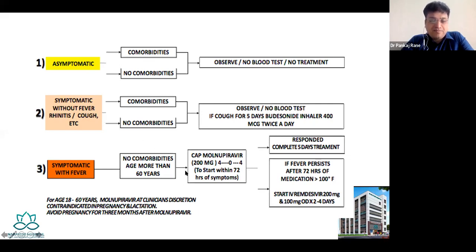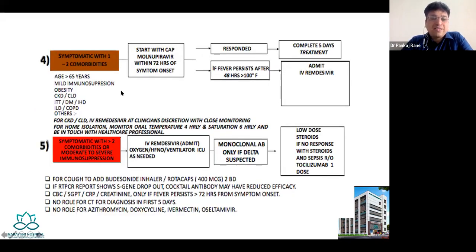Symptomatic with high grade fever. In that case, if the patient has high grade fever, we can use molnupiravir. Molnupiravir is a very controversial molecule. Swapnil will discuss it. This molnupiravir needs to be started within 72 hours of onset of symptoms. Even if fever persists after molnupiravir, then you can admit the patient and start him on remdesivir. And if comorbidities are more, you start with molnupiravir initially, and if the patient has hypoxia, in that case you have to admit and start him on remdesivir. Remdesivir has very good results if you start early.